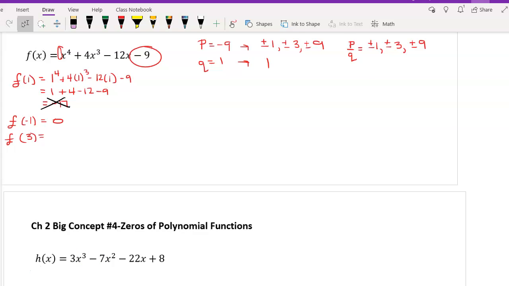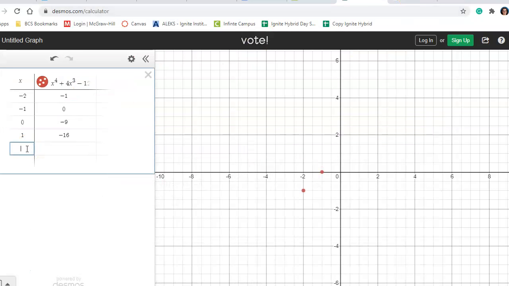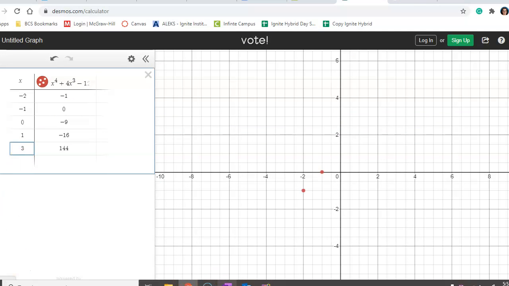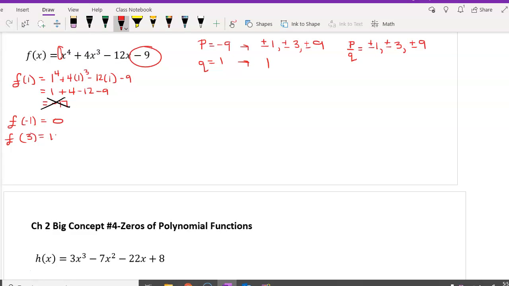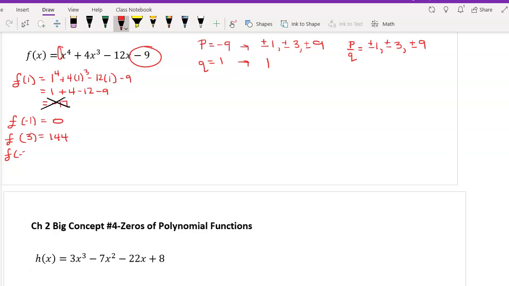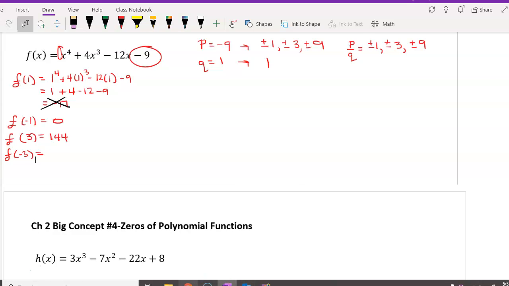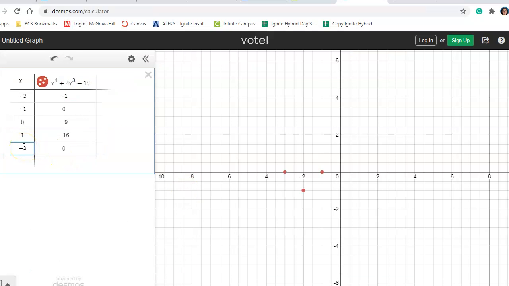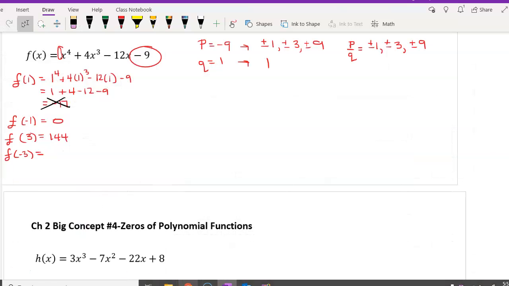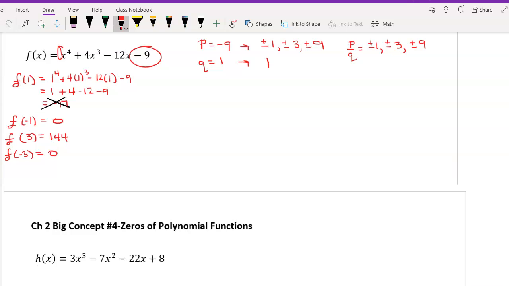So now I need to find out what about positive 3. All right, so I'm going to go back to my Desmos calculator, and I'm going to type in positive 3. That gets me 144. 144 isn't what I'm looking for, but I'm going to write it down. Now we'll go to f of negative 3. And so we go back to our Desmos. We go negative 3. Negative 3 does yield a 0. So now we have 0 here. Now we need to do f of 9 and f of negative 9.